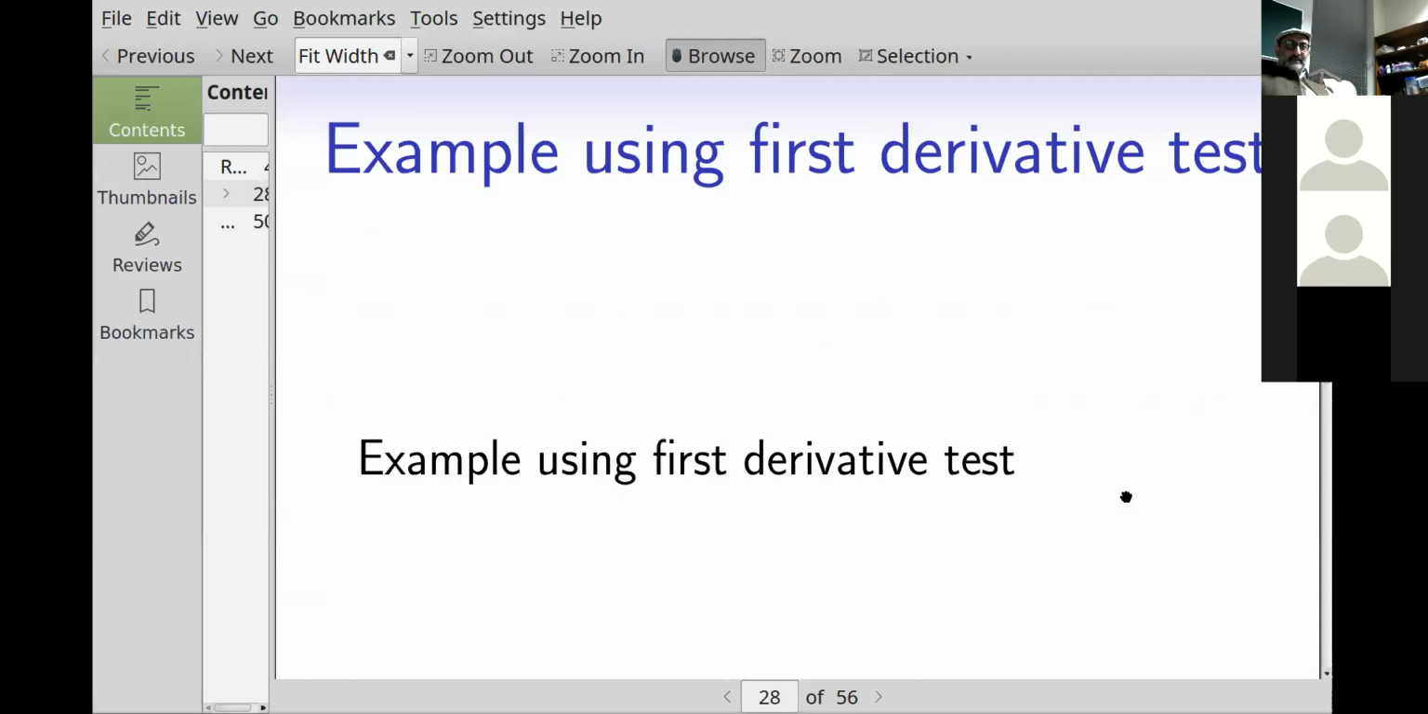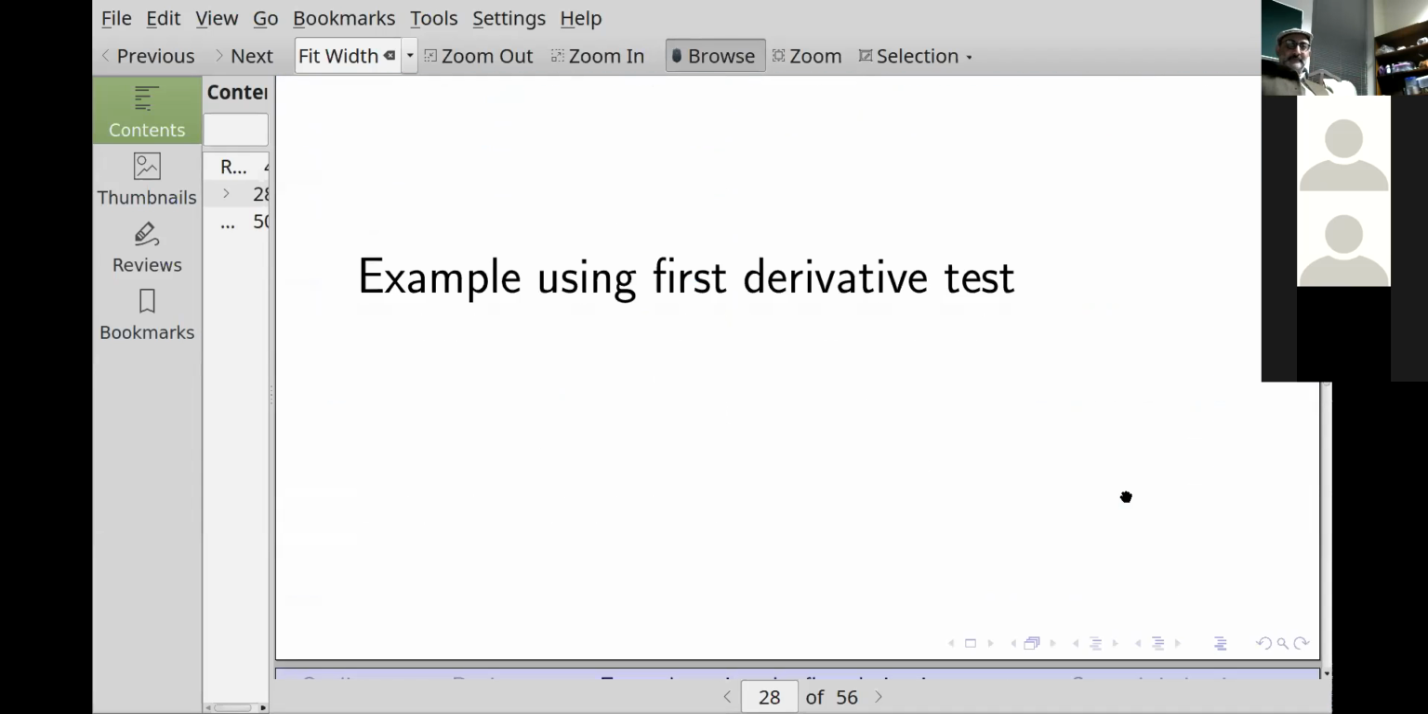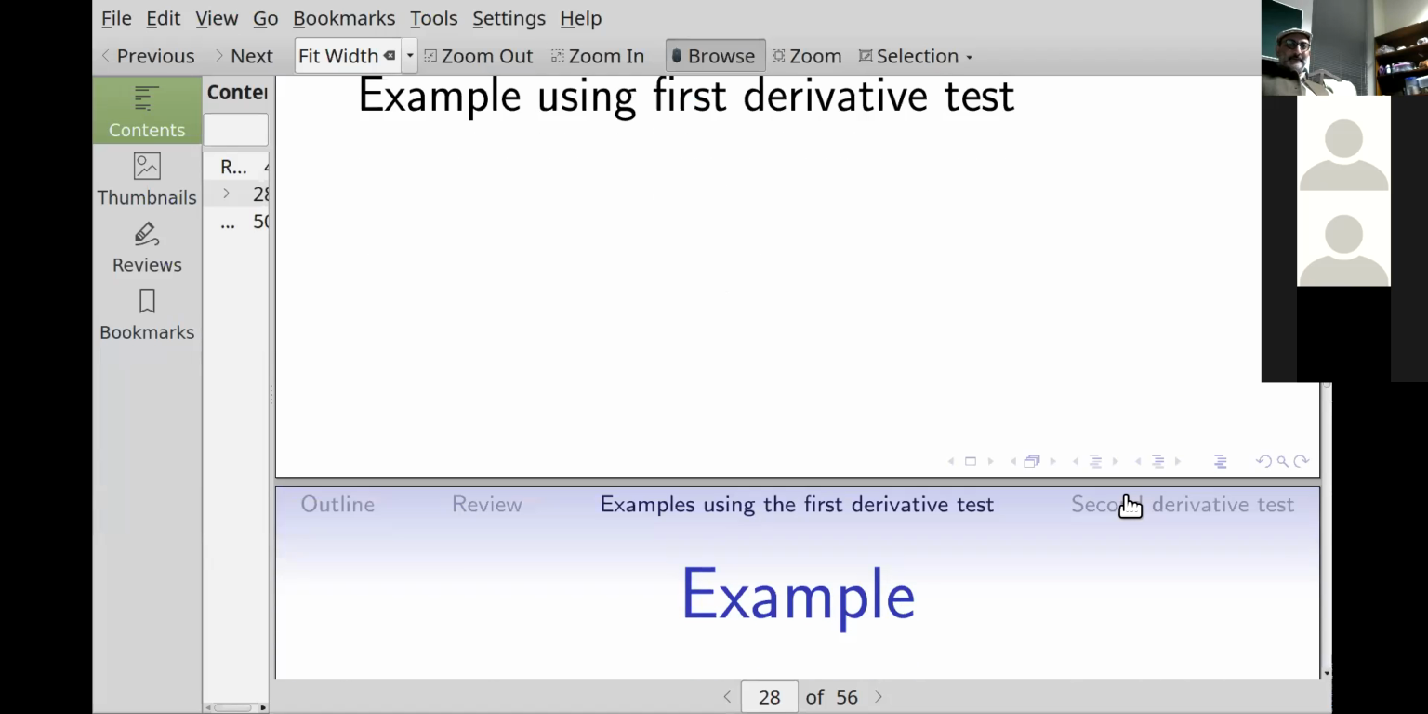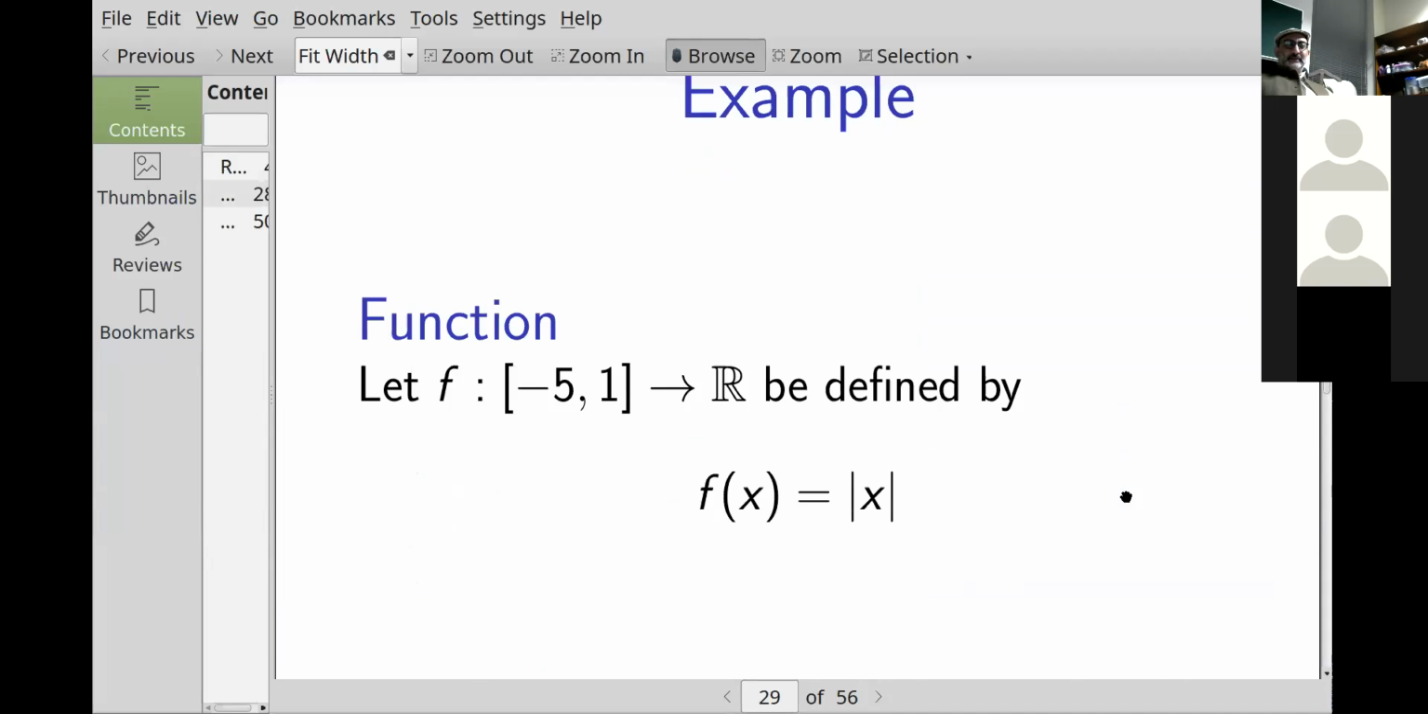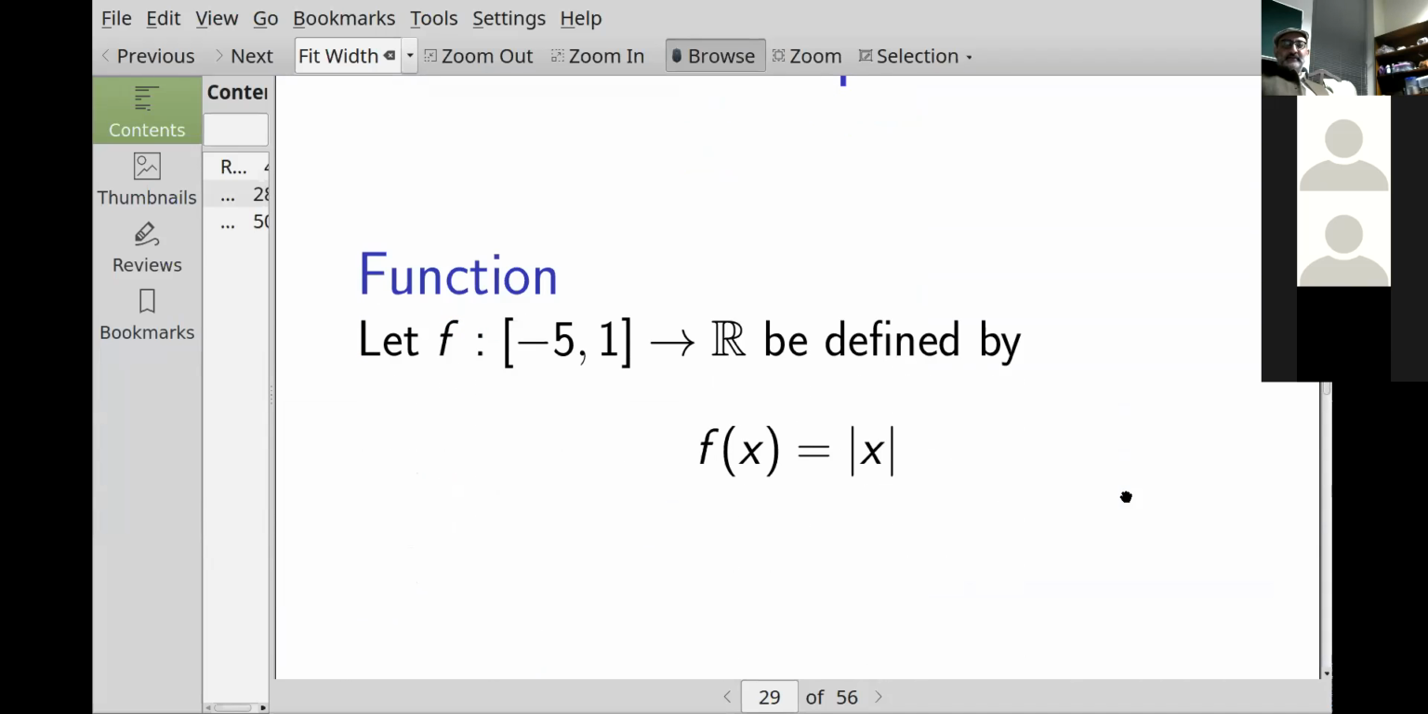Okay, so now let's use the first derivative test to find some minima and maxima. Okay, so here's the function. f sends the closed interval from -5 to 1 to the reals, defined by f of x equals the absolute value of x. Okay, so where is the critical point here? 0. You're right. At x equals 0, you've got a critical point where the derivative is not defined.